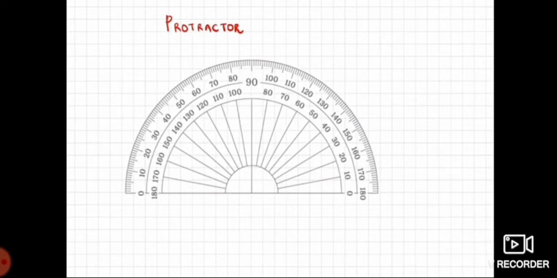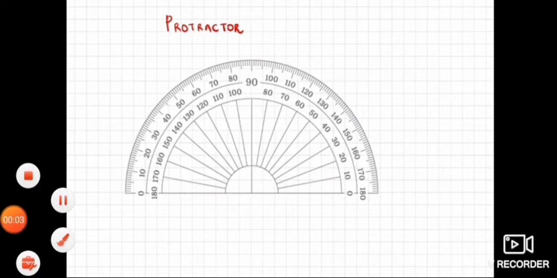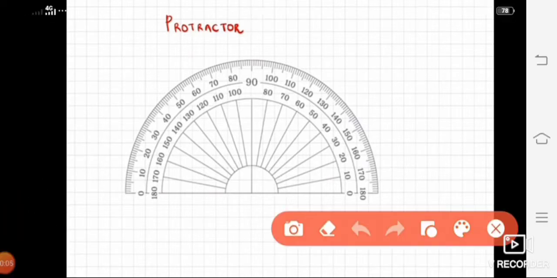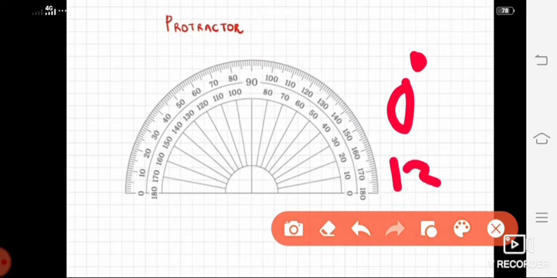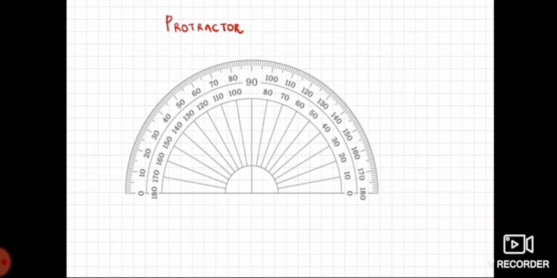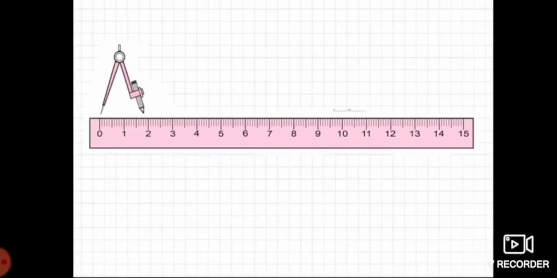So all the measurements whatever you can see, for example 0, 10, 20, how are they written and how are they said? 0 degree, 130 degree. Did you understand how they are measured? In degrees. Okay. Now let's move on to the next instrument, that is the ruler, or you can also say scale.